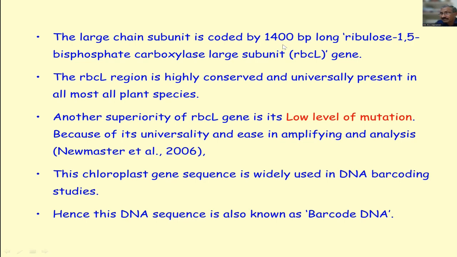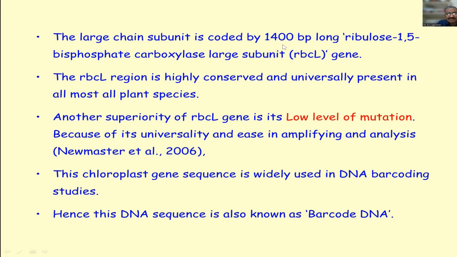So these two criteria, as I just told you: you cannot use any DNA as a barcoding gene. A barcoding gene should have certain characters of its own. The first and foremost important character is that it should have conserved regions. This Rbcl region has highly conserved regions on both ends, and these conserved regions are universally present in almost all plant species without any exceptions. Another superiority of the Rbcl gene is its low level of mutation. Spontaneous mutations occur in most DNA. The Rbcl gene shows a low level of mutation compared to other genes, which show mutation rates in the hundreds and thousands.